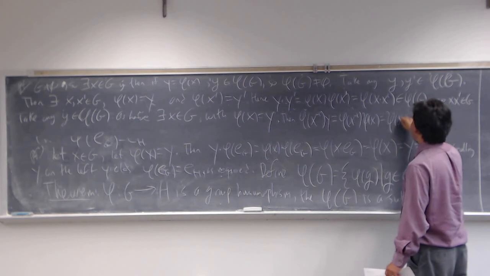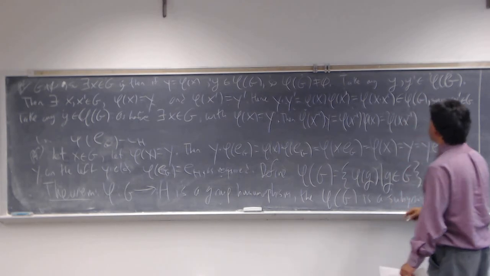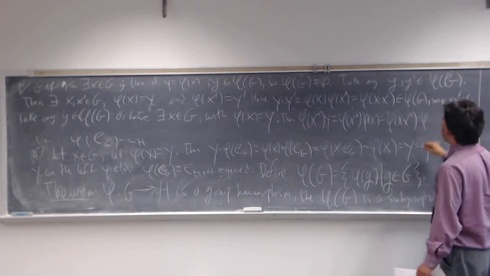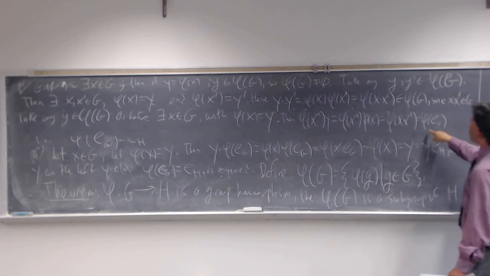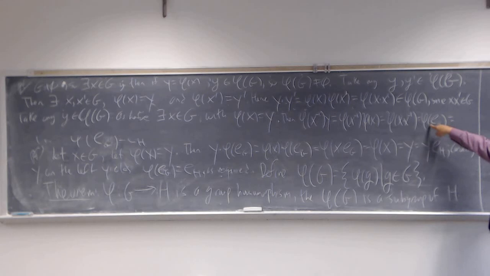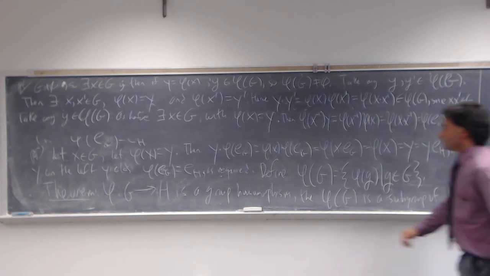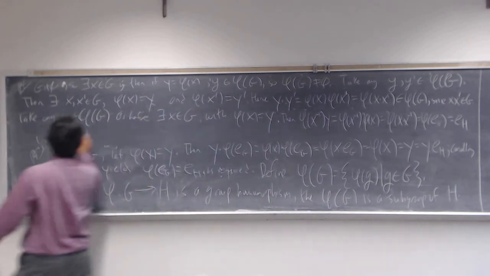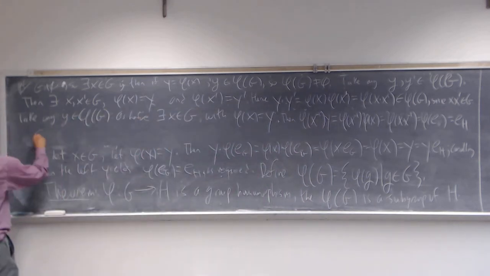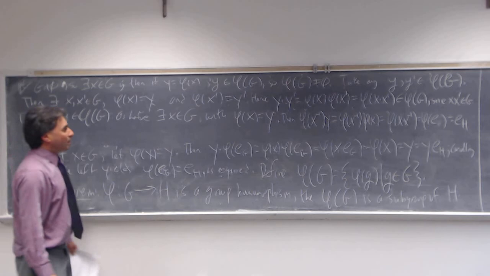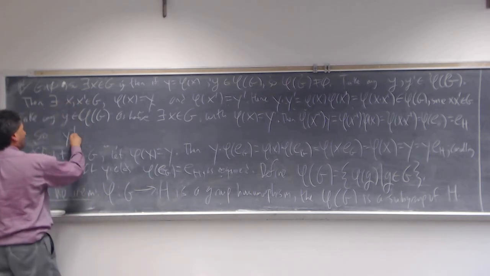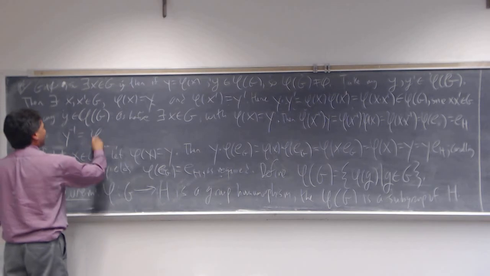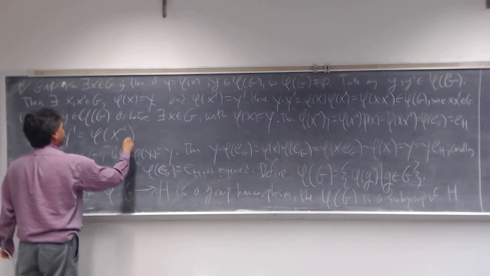Phi is a homomorphism, so it would be phi of x times x inverse. But that's just the identity in G. And we saw by that lemma that phi is going to send the identity of G to the identity in H. And so if we look at that equation, what can we conclude? So y inverse has to equal phi of x inverse.